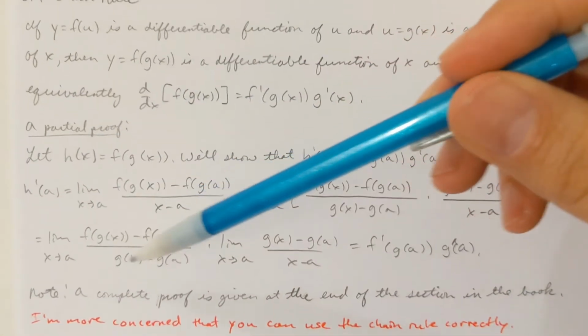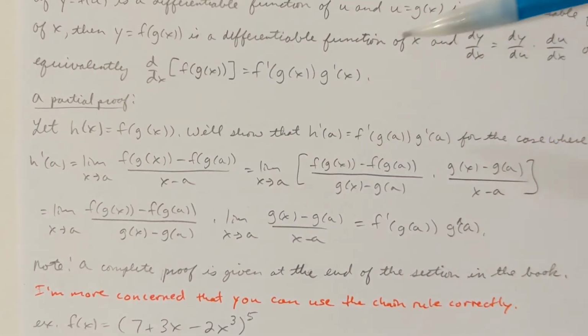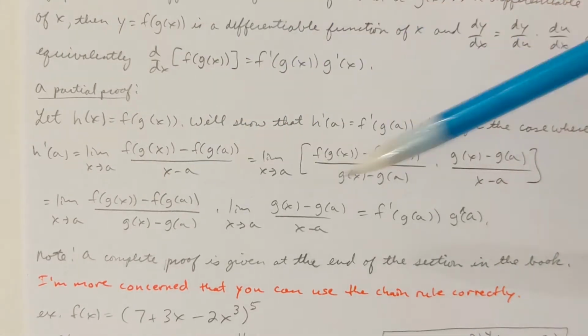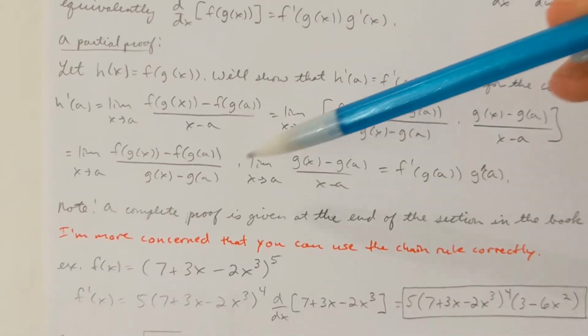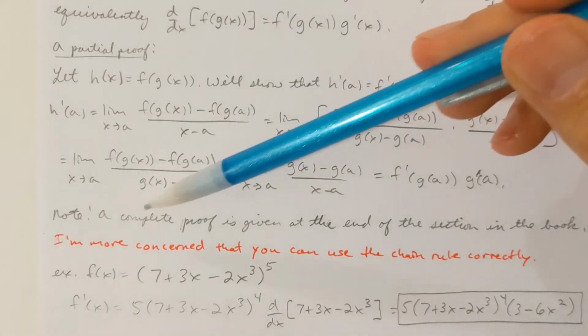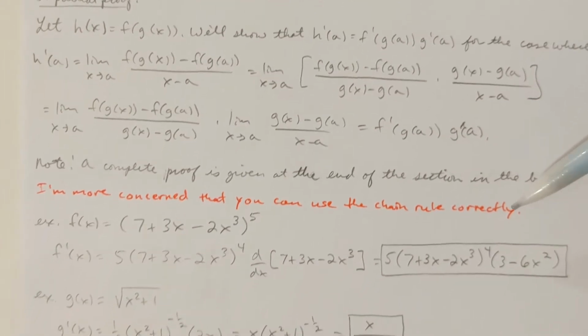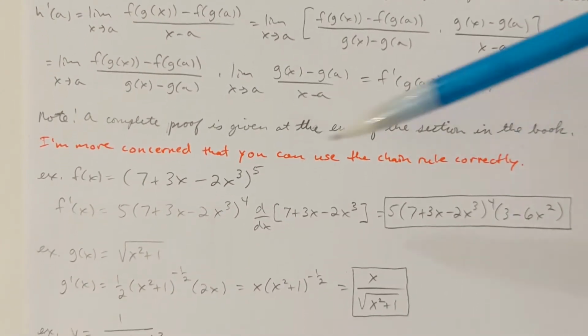Okay, I've got a partial proof here. You guys can look at that on your own. I'm more concerned that you can use the chain rule correctly. It is so important. We'll be using it a lot. And here's the proof if you want to look it over, okay? Like I said, it's a partial proof. A complete proof is given at the end of the section in the book. So let's take a look at some examples here.